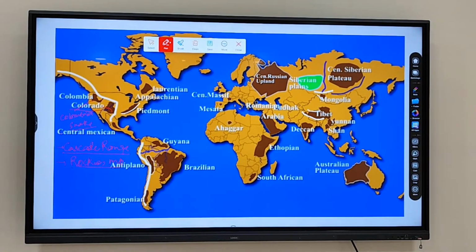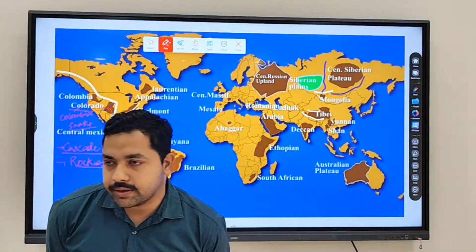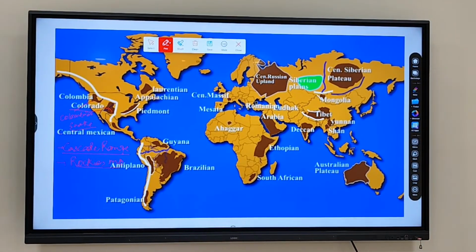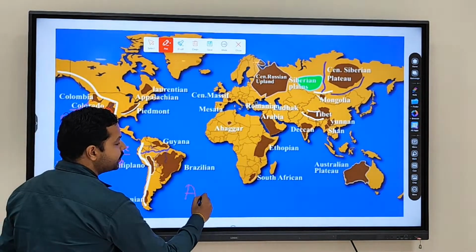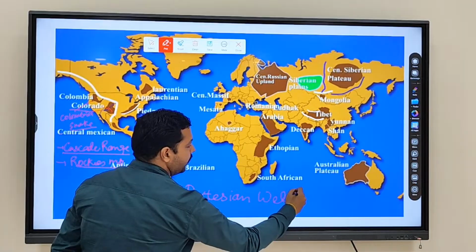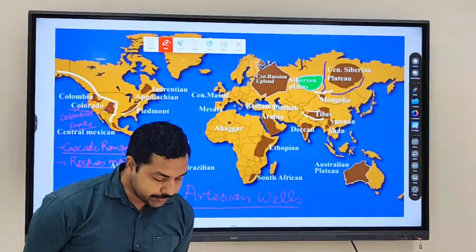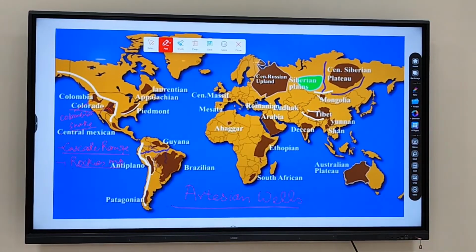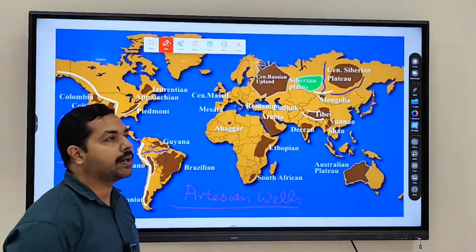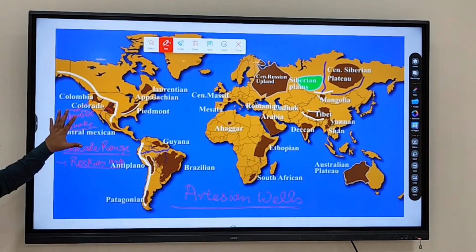Next, we have written something regarding Colorado. Yeah, it lies in the western part of the USA, right? Next, another point you can add: it is known for artesian wells, and canyons are found in these plateaus. Fine. So the Colorado Plateau is known for canyons.